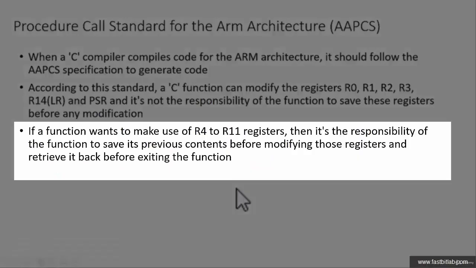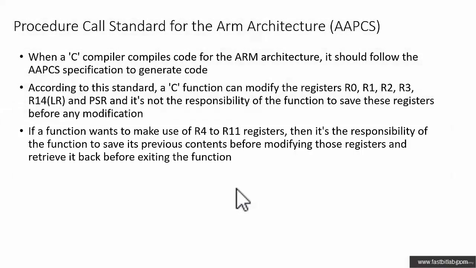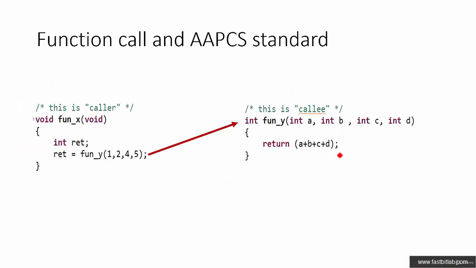If a function wants to make use of R4 to R11 registers, then it's the responsibility of the function to save its previous contents before modifying those registers and retrieve them back before exiting the function. Let's say this function wants to modify R7. Then it first has to push R7, then modify R7, then pop R7 before exiting the function, so that when the control goes back to the caller, the R7 value must be intact. It should not be corrupted.